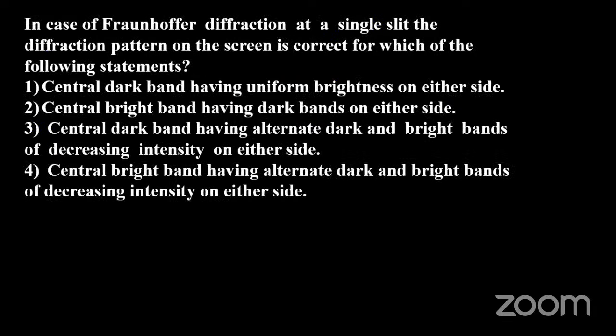In case of Fraunhofer diffraction at a single slit, the diffraction pattern on the screen is correct for which of the following statements? Central dark is not possible. Central dark, option 3, is also not right. Central bright band having dark bands on either side. Central bright band having alternate dark and bright bands with decreasing amplitude is the one which is correct. Next, when a compact disk is illuminated by a small source of white light, colored bands are observed because of the phenomenon of interference. We call it thin film interference.